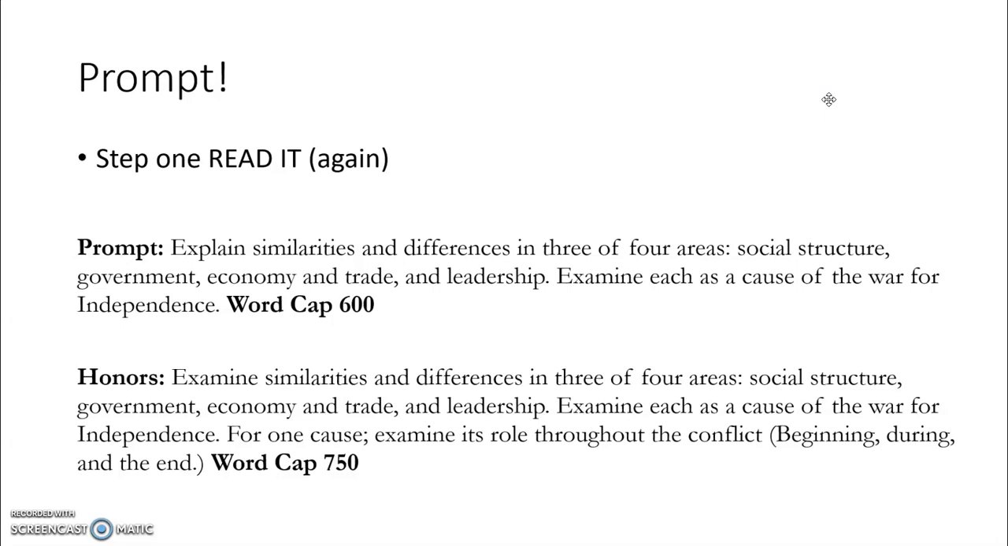If you are doing the honors version, you have 150 more words to expand a bit for one of the 3 causes you chose to talk about its role throughout the conflict, at the beginning, during, and at the end. So, what you do is quickly walk through your own notes and think, which of those 3 would I like to talk about? And make sure your notes are all together. Make sure that you have information on them at the beginning of the war.